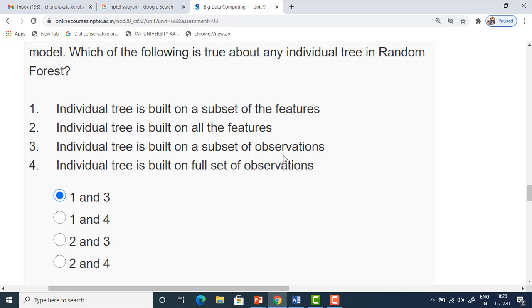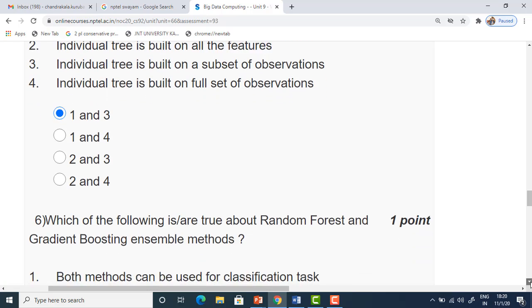Individual tree is built on a subset of observations. It is true. Individual tree is built on the full set of observations. No. So the first one and the third one are the appropriate answer. So the option is the first one, 1 and 3.